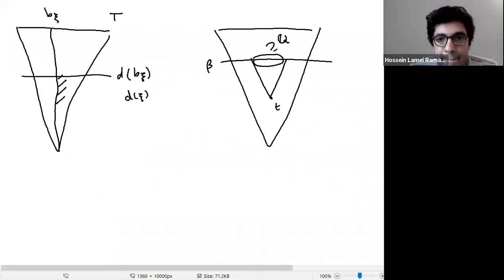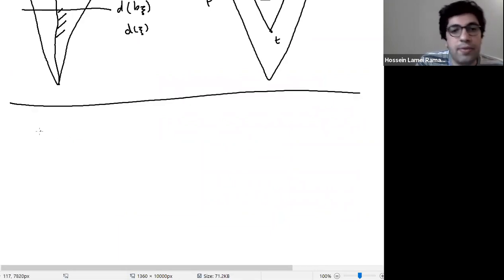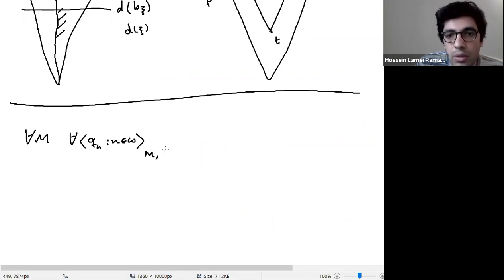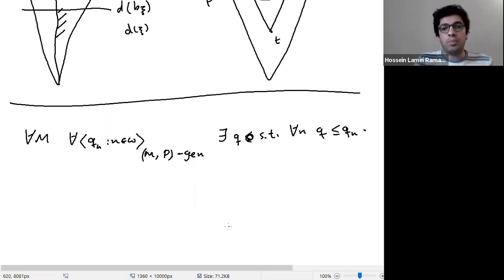So in the definition of properness, we were saying that, okay, for every M, for instance, if we say for all M and for all q_n, N-P generic, there exists a lower bound. There exists a q such that for all n, q is less than or equal to q_n. This is stronger than properness.